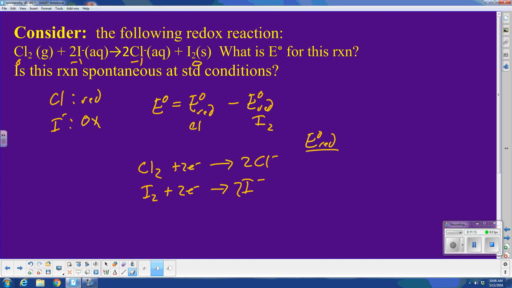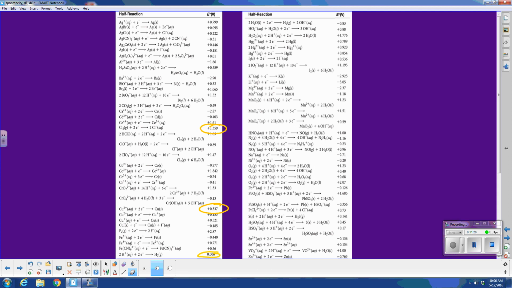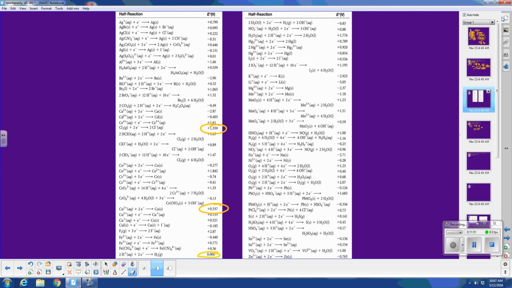Good. Now let's look at our table. Chlorine and iodine. So where's my chlorine? Looks like chlorine is, where is it? Chlorine. 1.359. Okay, 1.359 is my chlorine. And what's my iodine? Iodine is right up here. It looks like 0.536. Okay, so let's go back to our question.